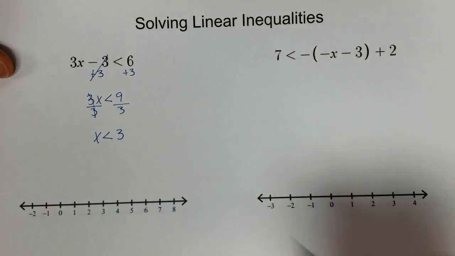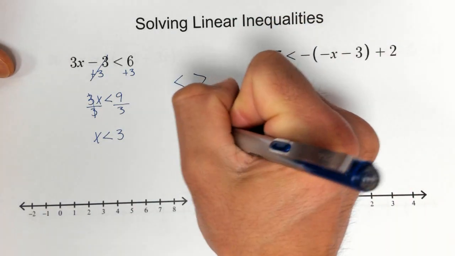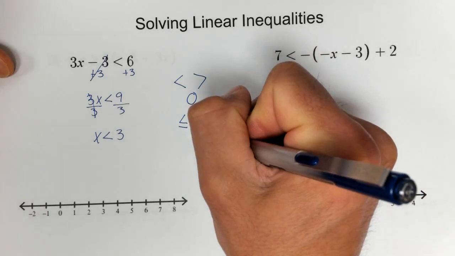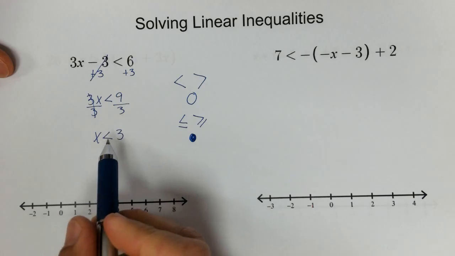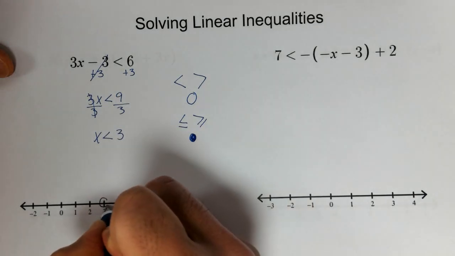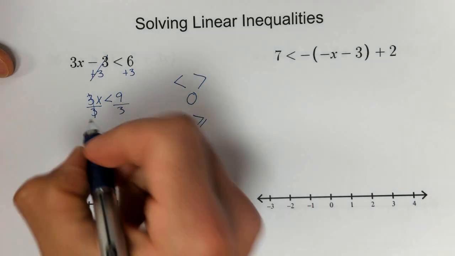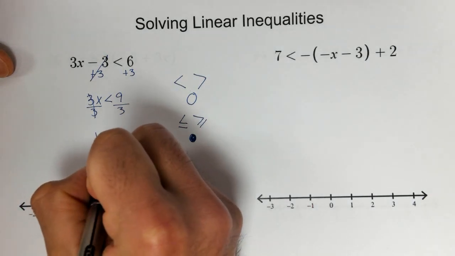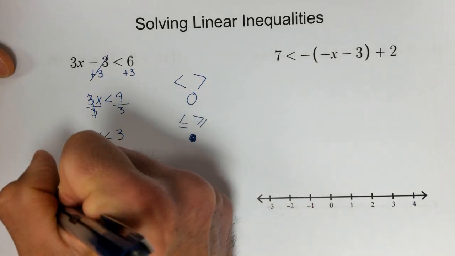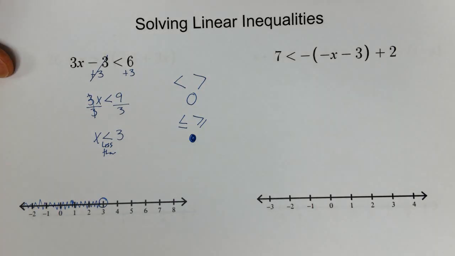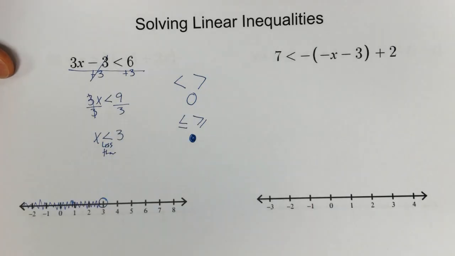If we recall, less than and greater than symbols have open circles. Less than or equal to and greater than or equal to symbols have closed dots or closed circles. Here we're dealing with everything less than 3, which means we will not include the solution at 3, but we will include everything less than 3. And we shade everything below that. It means that any value less than 3 will make this original inequality true.